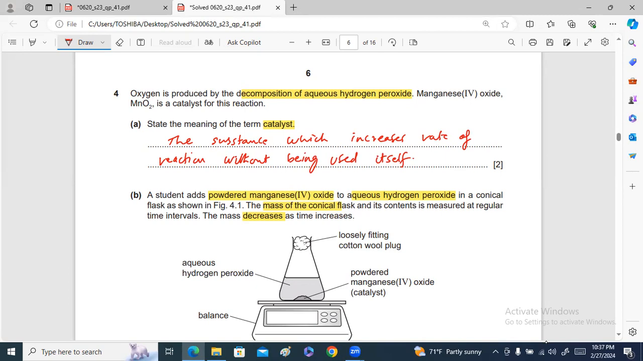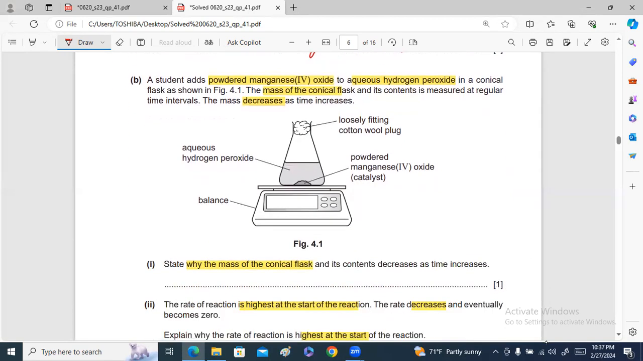Then a student adds powdered manganese(IV) oxide, the catalyst, to the aqueous hydrogen peroxide, the reagent, in a conical flask. The mass of the conical flask and its contents is measured at regular time intervals, and the mass decreases as the time increases. So this is the experimental setup for this reaction.